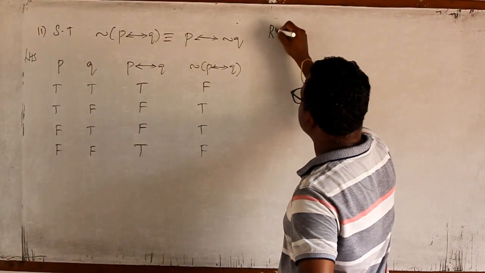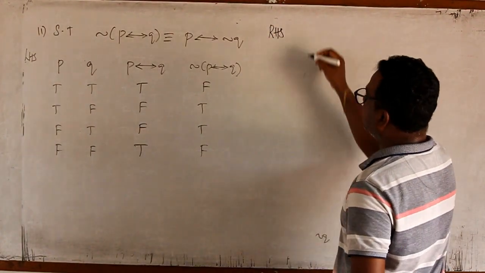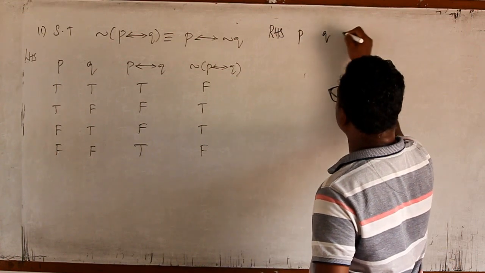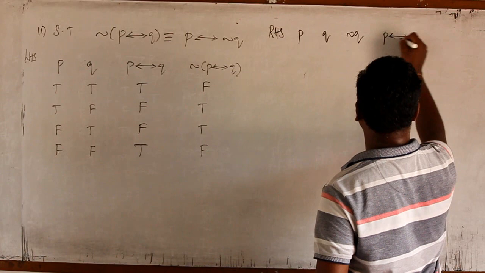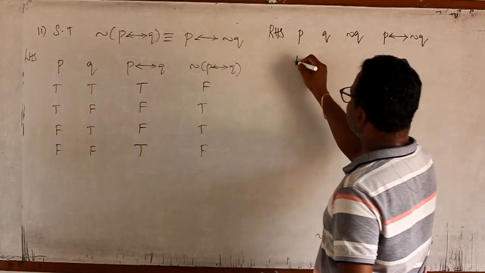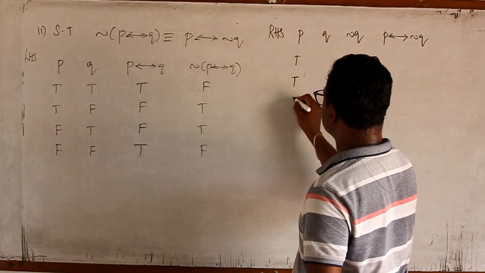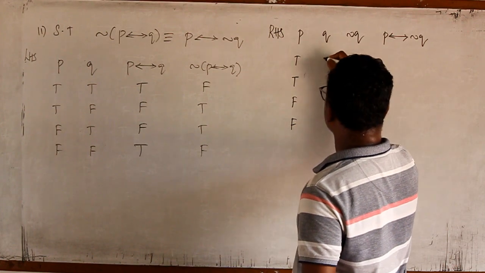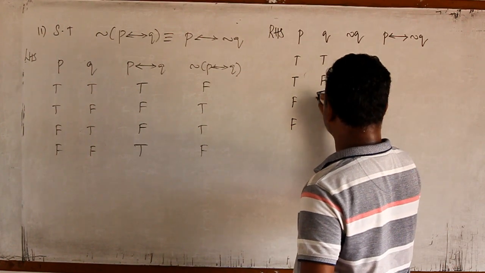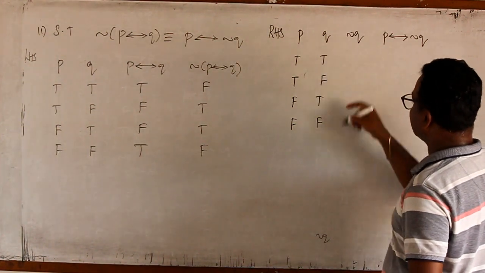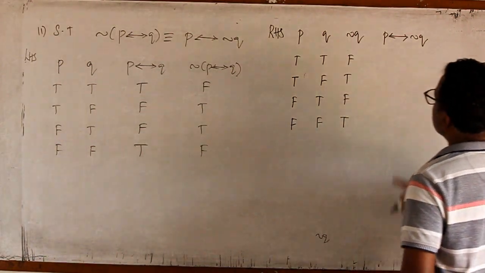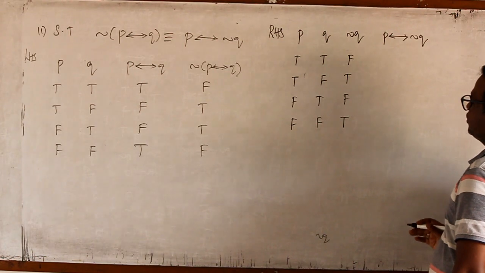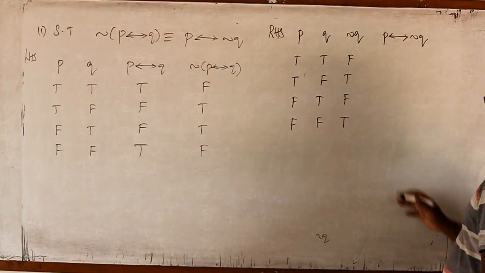Now we shall do the RHS separately. I need P, Q, negation of Q, then P if and only if negation of Q. P means true, true, false, false. Q means true, false, true, false. Negation of Q is false, true, false, true.